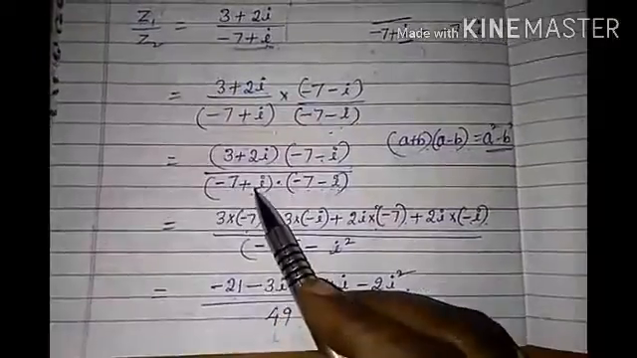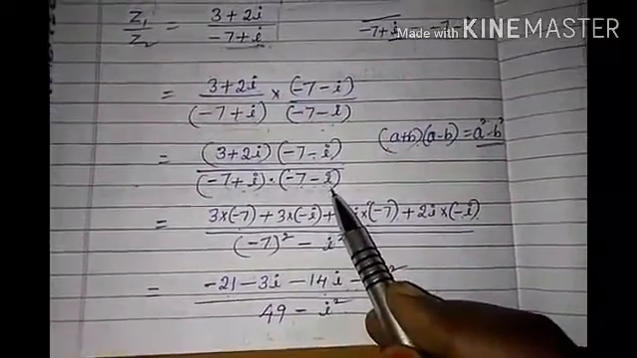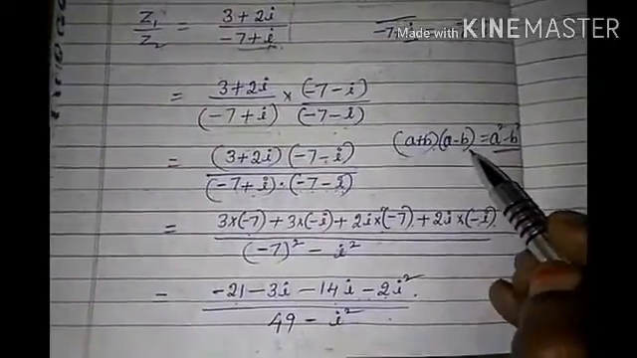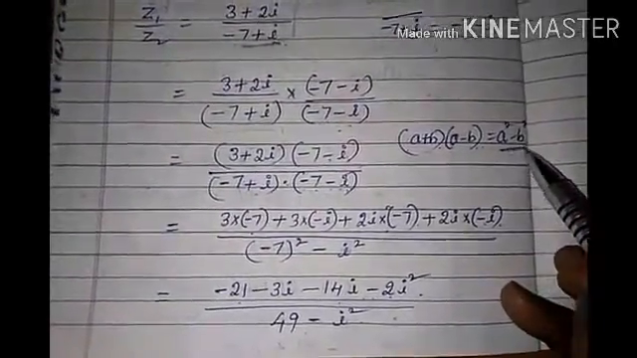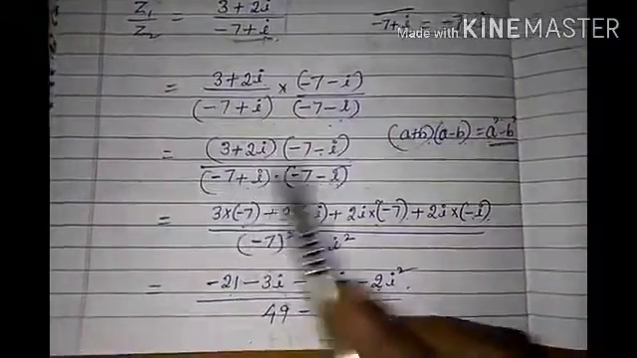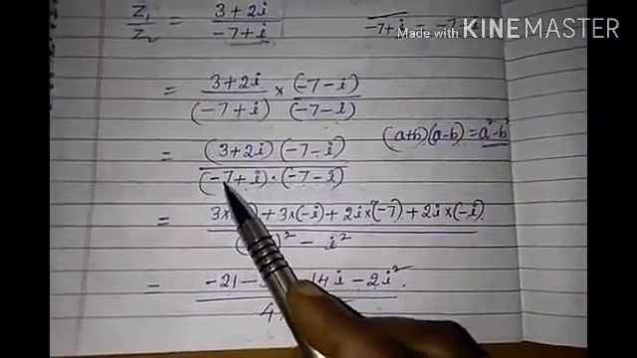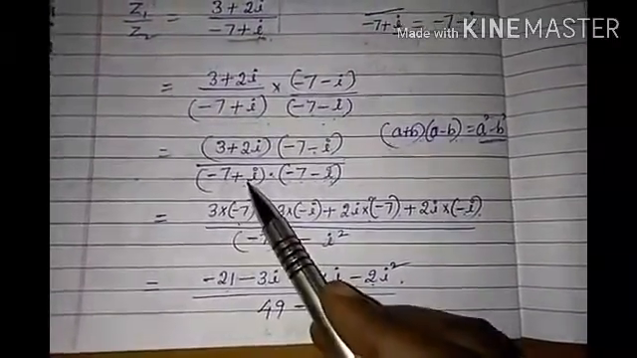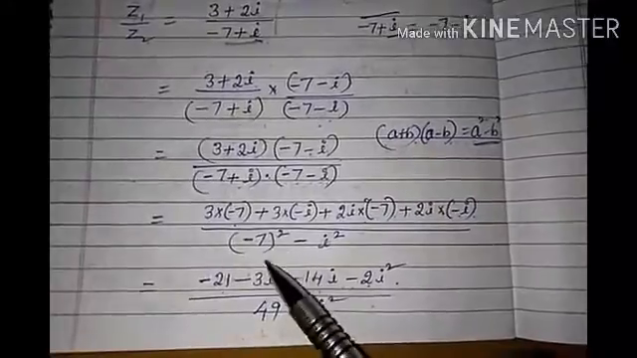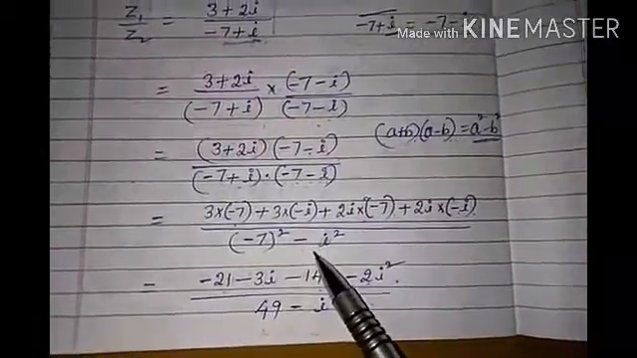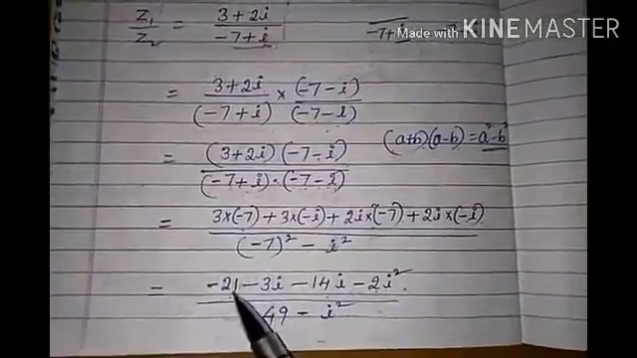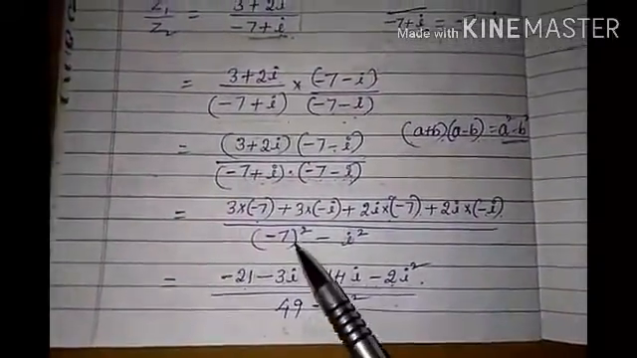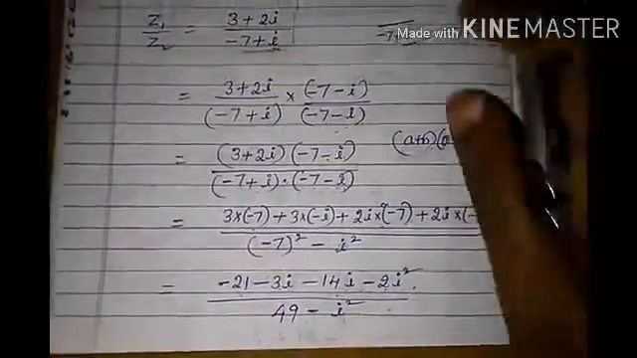In the denominator, check this. It is in the form of a plus b into a minus b, so you can use the algebraic identity: a plus b into a minus b is equal to a square minus b square. Now we apply this formula to minus 7 plus i into minus 7 minus i. Here a is minus 7, b is i. So a square minus b square means minus 7 whole square minus i square, which is 49 minus i square.